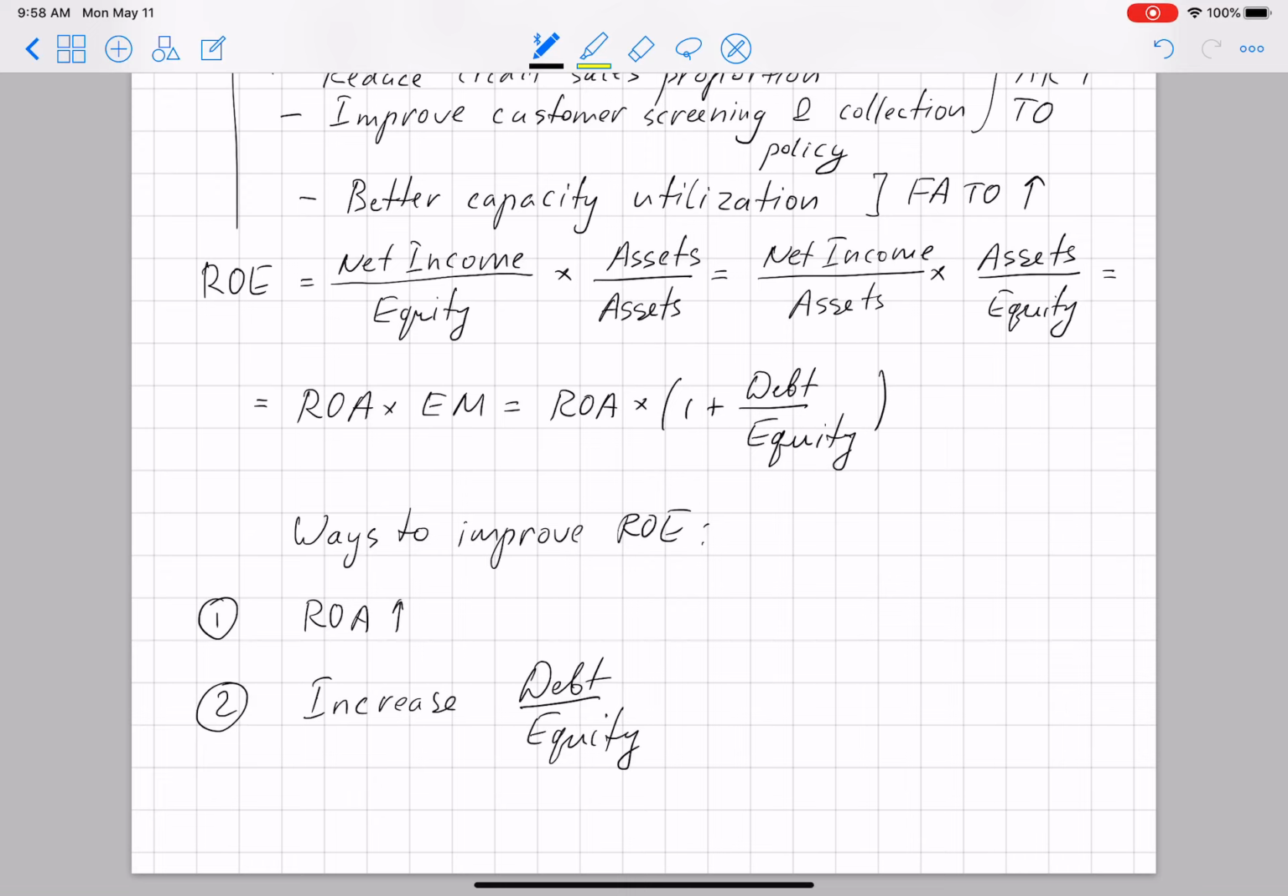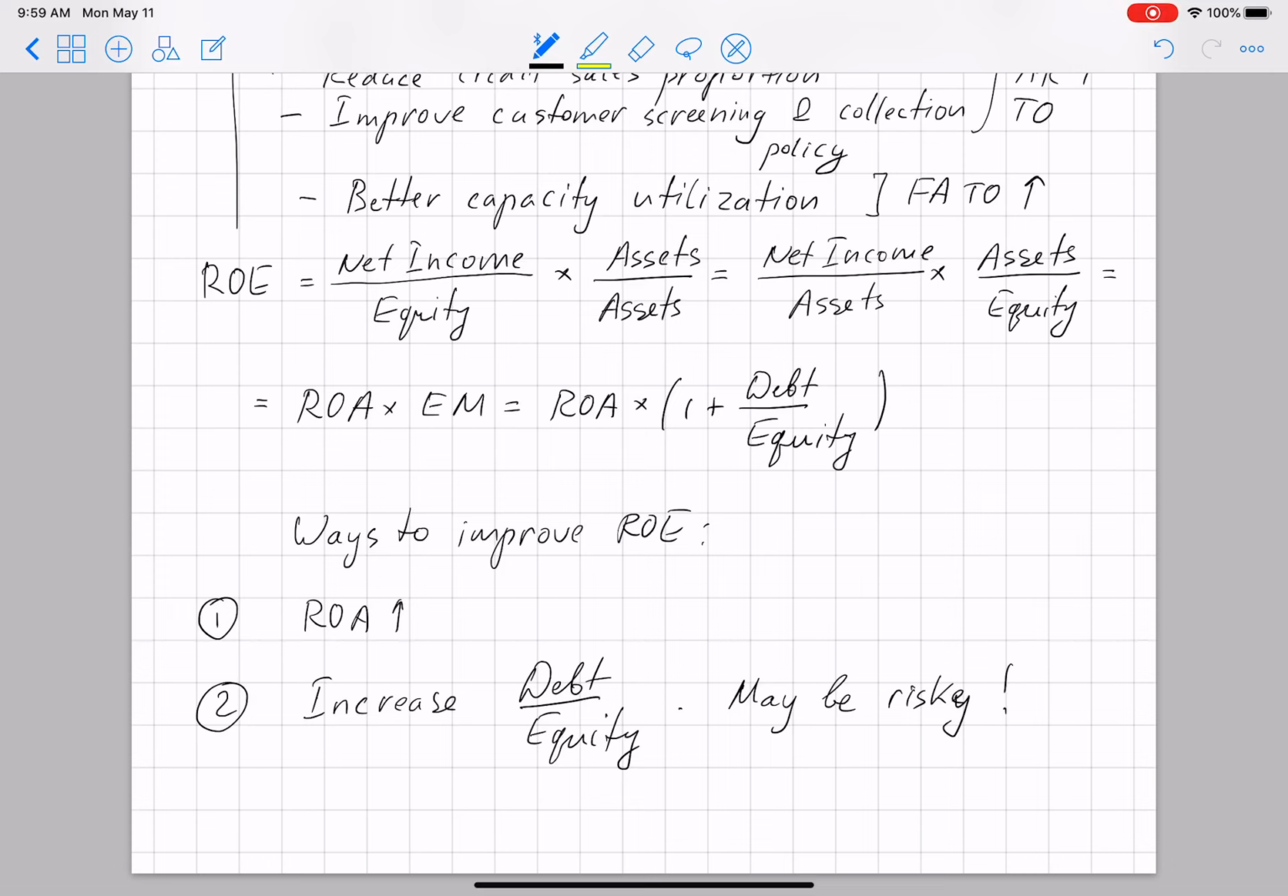So improving ROA is an obvious good way to improve your ROE. But increasing debt to equity or leverage may be tricky. So you gotta put something like maybe risky. So you gotta be very careful with that. But companies do that all the time. They try to increase their leverage sometimes and boost their return on equity, or alternatively earnings per share. Okay, so let me show you how that works.